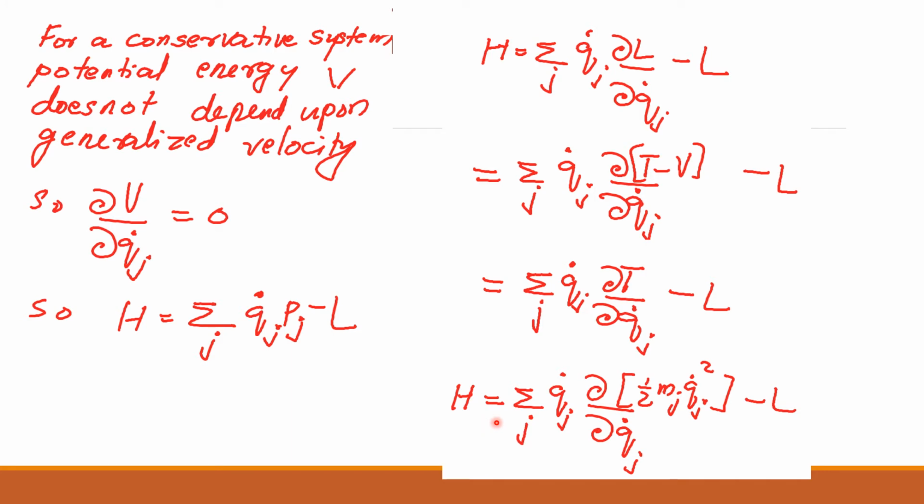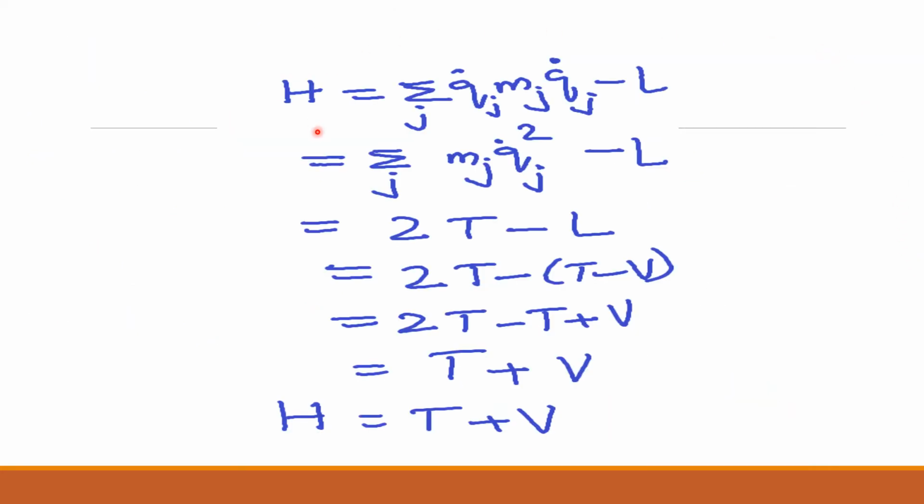Now H is equal to sigma j Qj dot dou by dou Qj dot of T, where T is being substituted with half mv square. So half mj Qj dot square minus L. So H is equal to sigma j Qj mj; we differentiated the half mj Qj dot square, so 2 mj Qj dot will be there, so the 2 cancels. What is remaining is Qj dot mj Qj dot minus L. So there are 2 Qj dots: sigma j mj Qj dot square minus L.